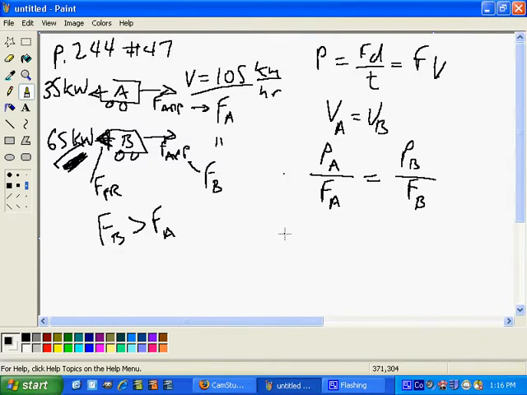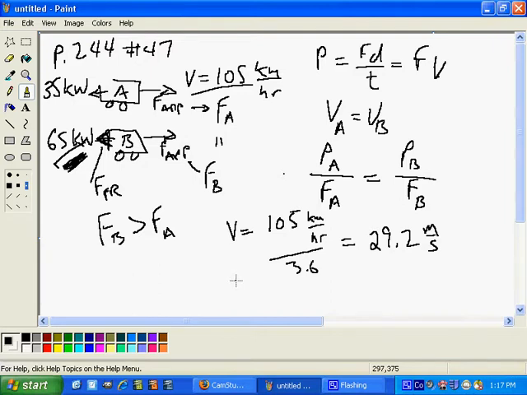Okay, well, if we know the velocity is 105, now the velocity, let's change that to meters per second. So if we go 105 kilometers per hour divided by 3.6, we're going to get a value. I'm not sure. Does anyone know what that value would be? 29.2. Thank you. And that's meters per second.